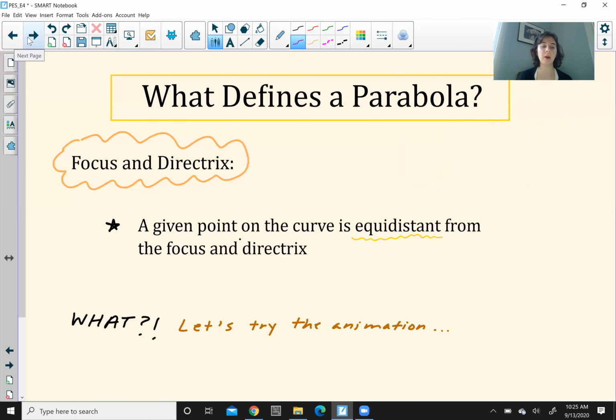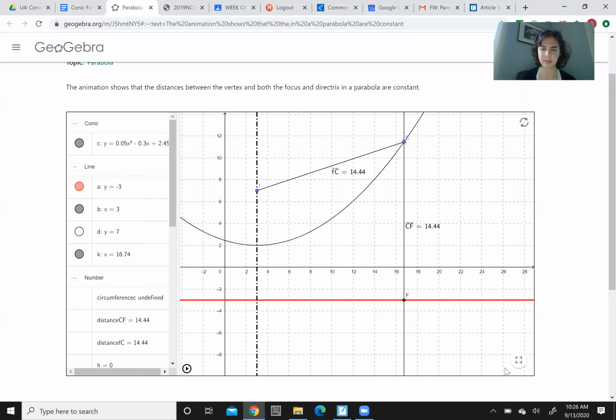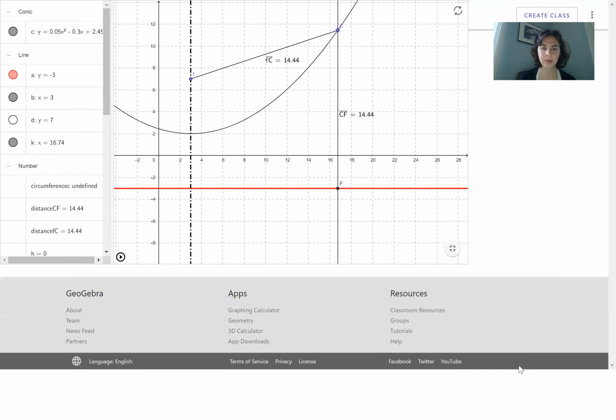And there's some special properties with this. The rule is that a given point on the curve, on the parabola, is equidistant from the focus and directrix. If that is confusing, I'm going to show you an animation here. I can talk about what equidistant means.